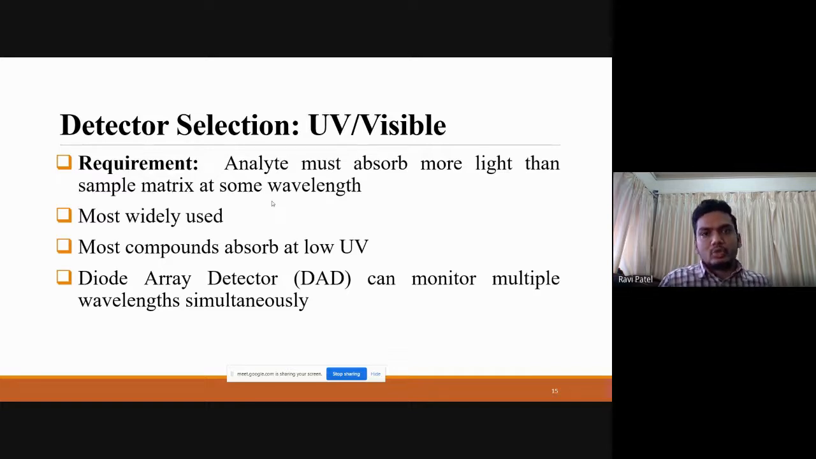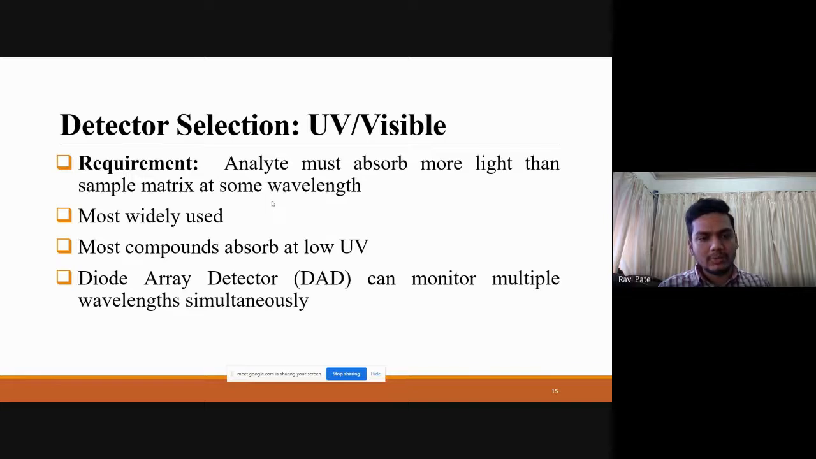The first is the UV visible detector. As I told you, the analyte must absorb UV radiation, and only then are we going to use this detector with HPLC. As we all know, it is the most widely used detector, and most compounds absorb at low UV as well.